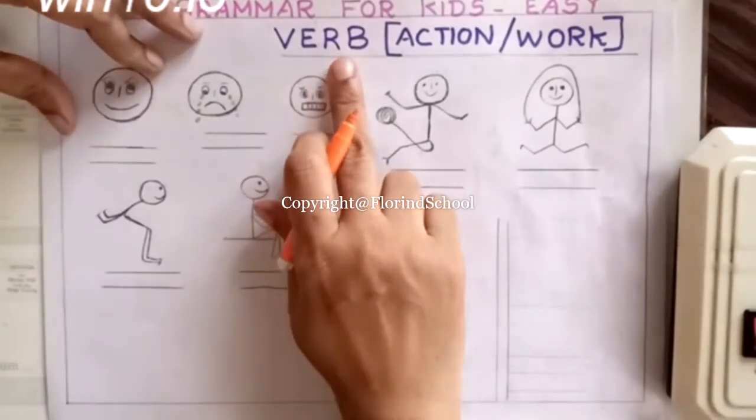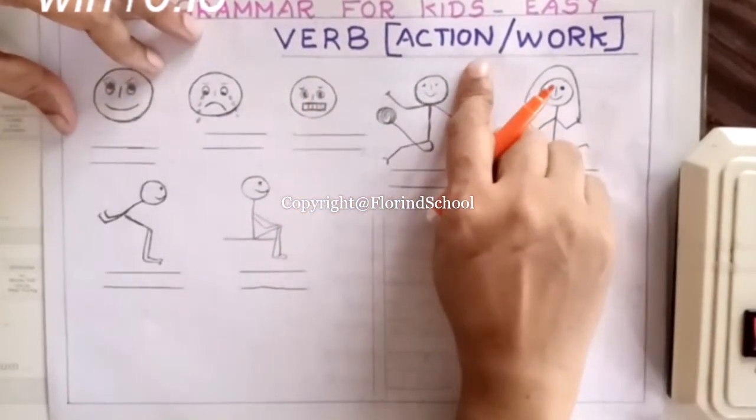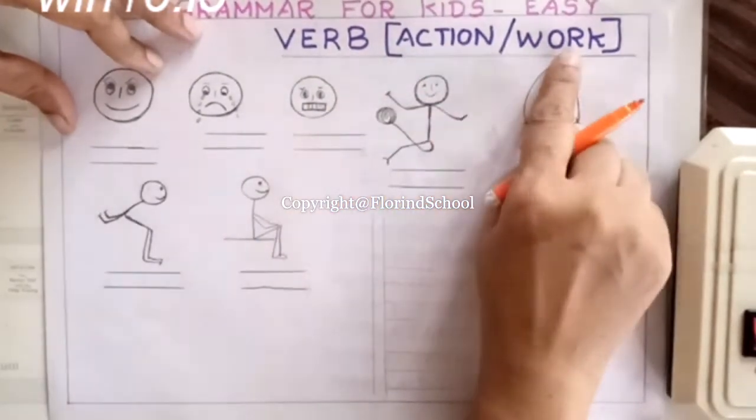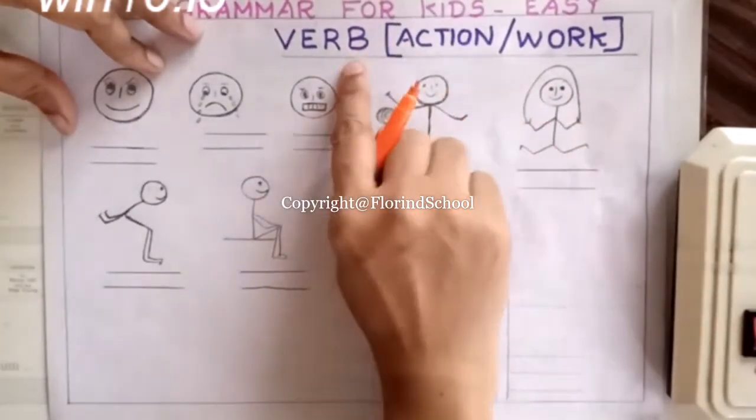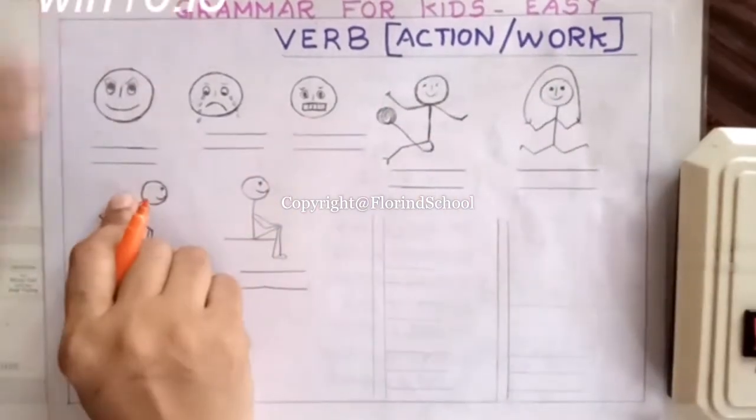What is a verb? Verb is action. Verb is work. Now can you see this picture?